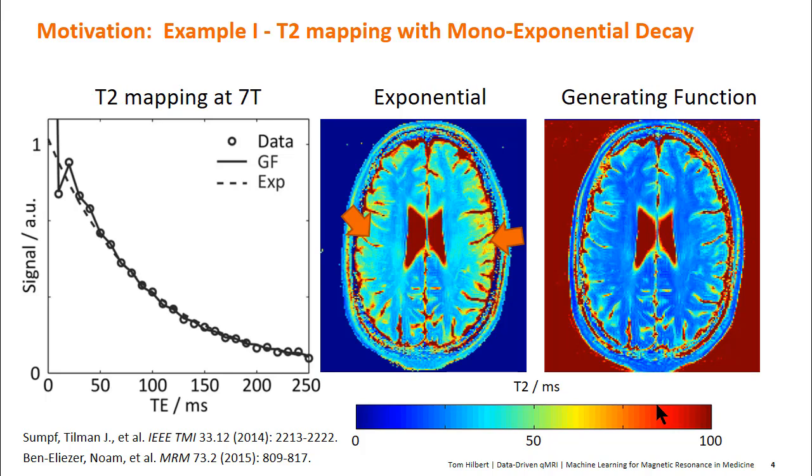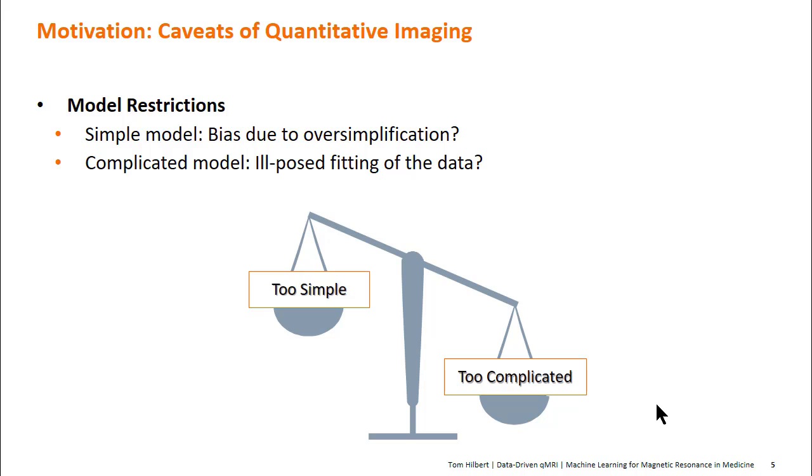However, then you have more free variables. For example, you also have to estimate B1, or you measure it with a different sequence. And you still have assumptions. For example, you fix your T1. So in the end, it's very similar. When you design a model for quantitative imaging, you can end up with a very simple model, which is maybe biased due to this oversimplification. Or you end up with a very complicated model, which is then difficult to fit because your signal maybe does not encode this effect well enough.